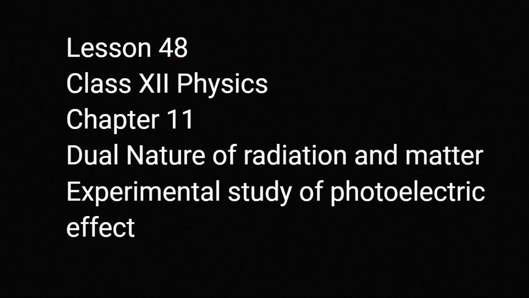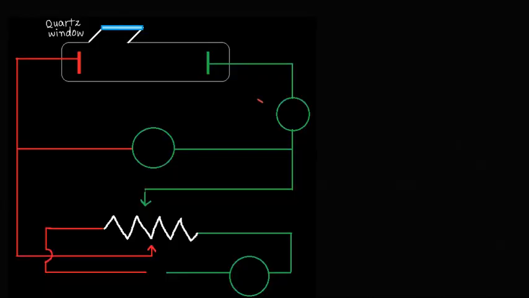In this lesson, we'll continue with our chapter 11, Dual Nature of Radiation and Matter. In this lesson, we'll discuss the experimental study of photoelectric effect. So first let's discuss the apparatus for the photoelectric effect.